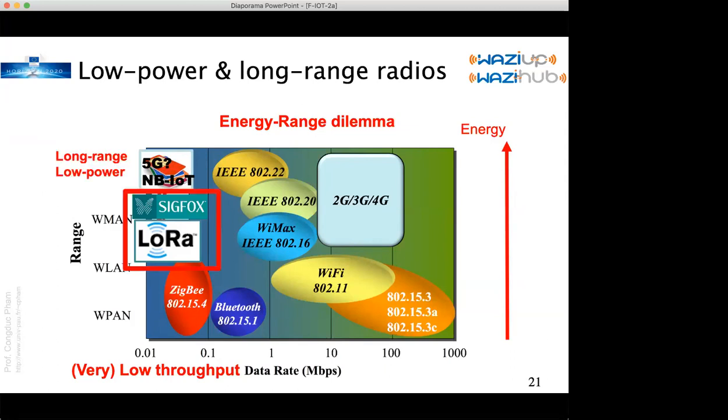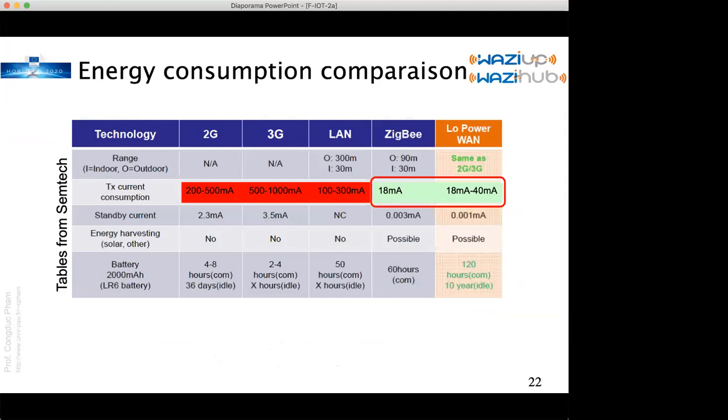So let's have a look at these technologies. The goal is to be able to transmit far, so several kilometers, but see, compared to the consumption of the other technologies, we're now talking about something between 18 milliamps and 40 milliamps.